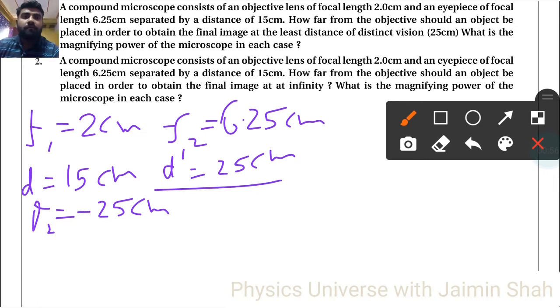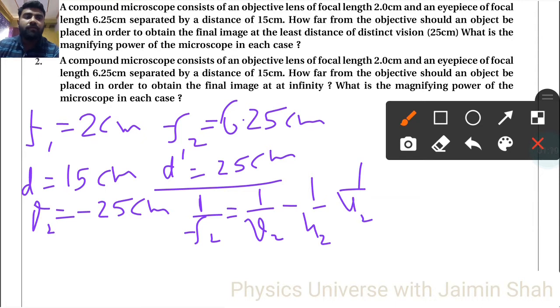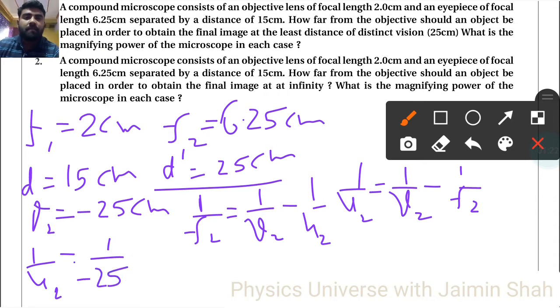Now we have to find u2. So to find u2, we have the formula 1 upon f2 is equal to 1 upon v2 minus 1 upon u2. So 1 upon u2 is equal to 1 upon v2 minus 1 upon f2. So 1 upon u2 is equal to 1 upon v2, v2 is here minus 25, minus f2 is 6.25.